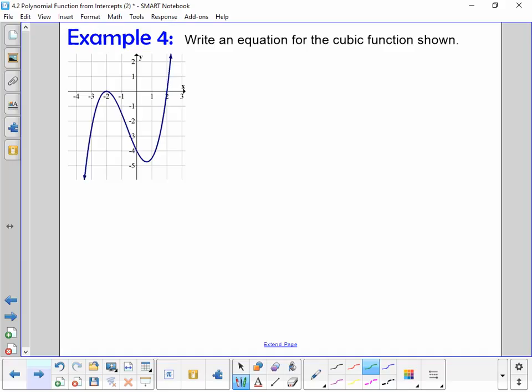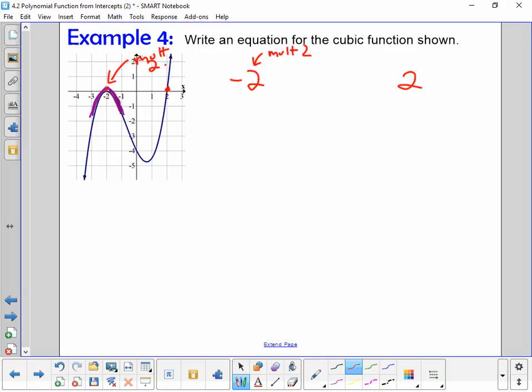Okay, last one, write the equation for the cubic function shown. Well, if I look at this and I notice the two x-intercepts are -2 and +2. But this is a cubic function. It should have 3. You have to watch out for graph behaviors that give you additional information. This comes up, touches the x-axis, and turns around. That graph behavior is telling me that this one has multiplicity 2.